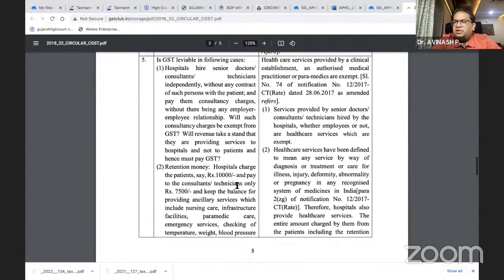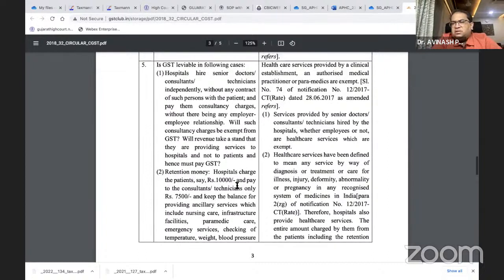But unless we read it 2-3 times, we'll not be able to grasp the concept and the explanation or the clarification which is given. And I'll repeat once again that these clarifications are squarely applicable to the government authorities. We may not follow this. If we are not satisfied or convinced with the clarifications given, we may not follow them, rather we can also challenge if need be. So going to the next query, is GST leviable in following cases?